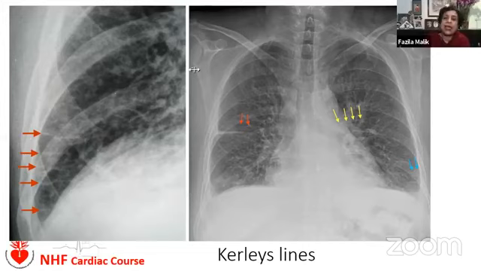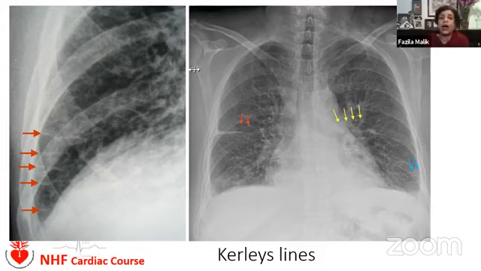Then the Kerley's A lines. Now, Kerley's A lines branch out from the hilar and go upwards. And these Kerley's A lines are usually longer than Kerley's B lines. Kerley's B lines are only 1 to 2 centimeters in length. Kerley's A lines may be even 4 to 6 centimeters in length.